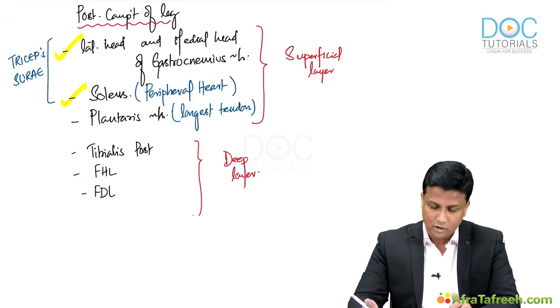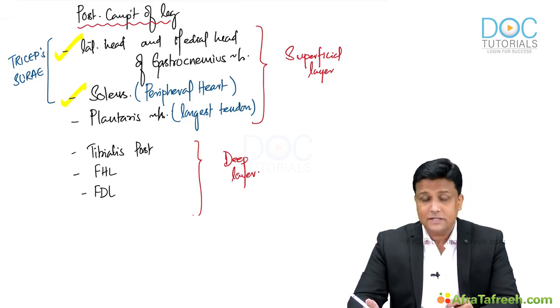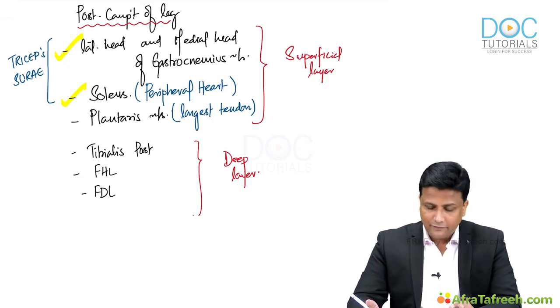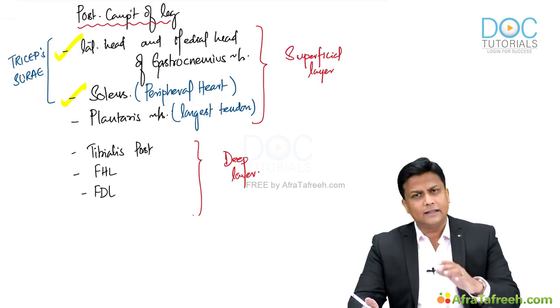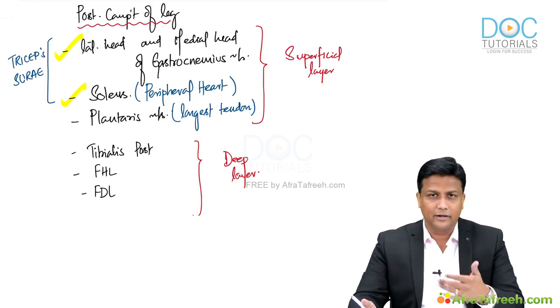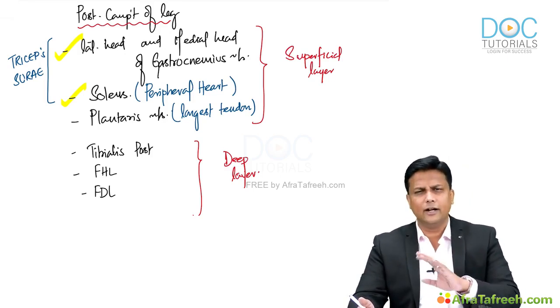Plantaris muscle has got the longest tendon. So these are all the important MCQs which are possible here. And after that, one more important thing which was recently asked in the AIIMS exam. In the leg region, we actually have 3 compartments: anterior compartment, posterior compartment and lateral compartment.